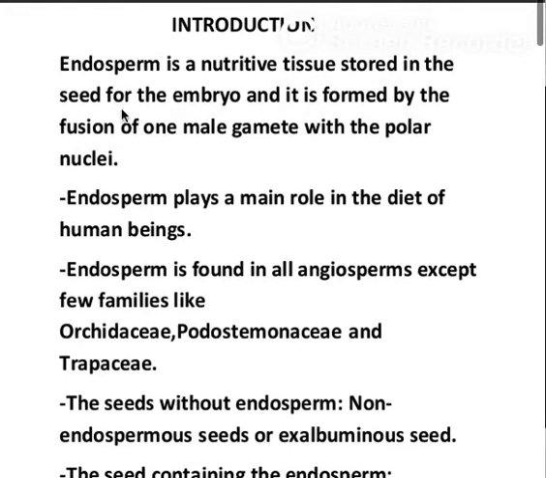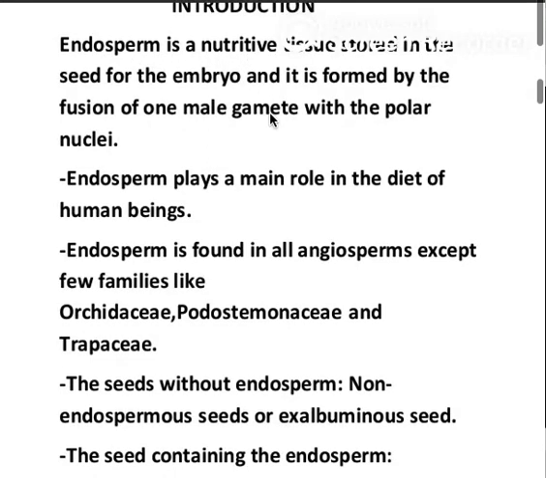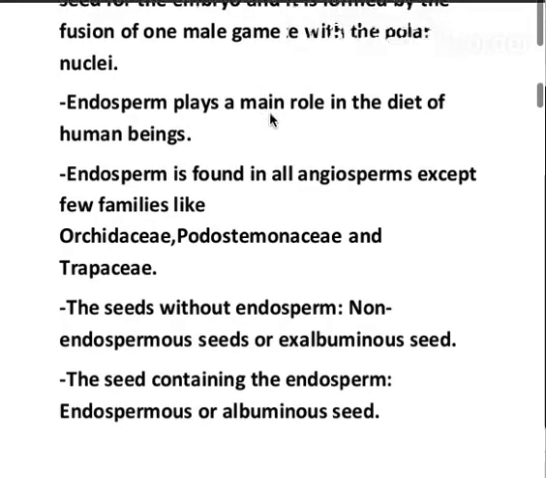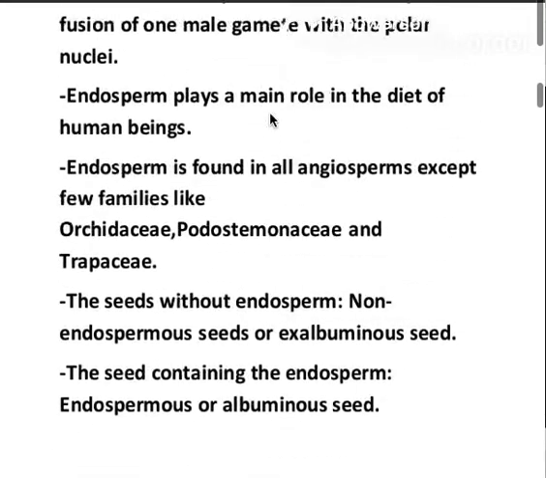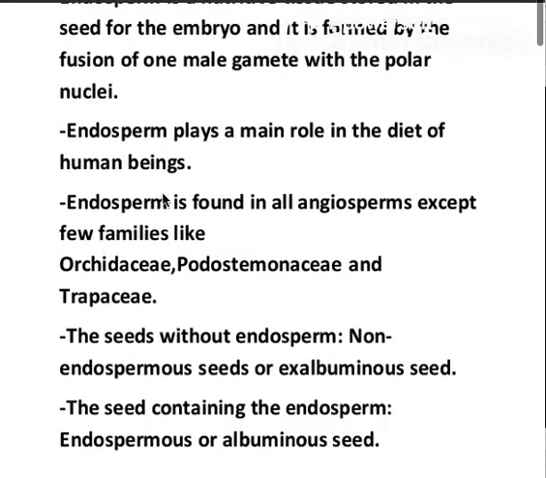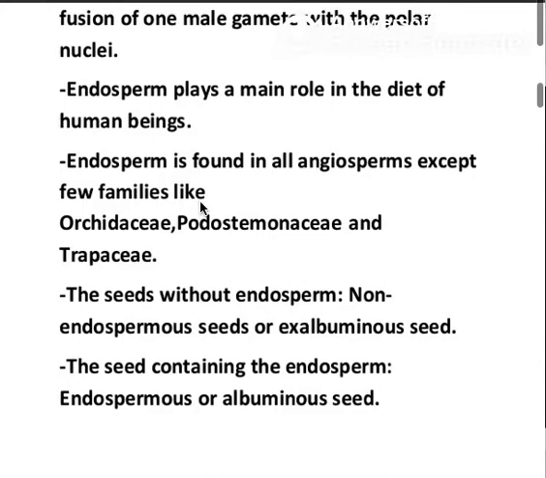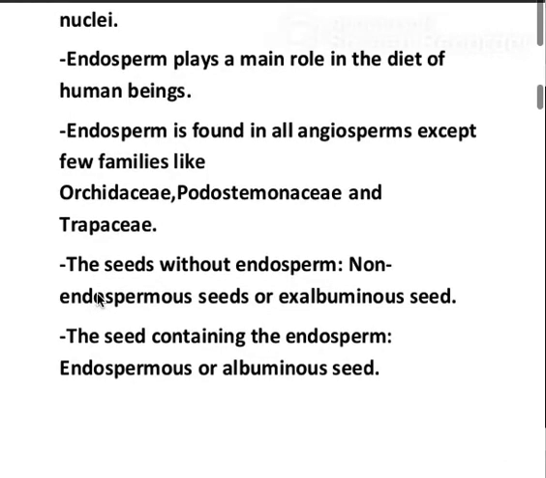What is the endosperm? It is the nutritive tissue which is found inside the seed for the growing embryo, and it is also a very important part of the human diet. It's found mostly in angiosperms, but it's absent in Orchidaceae, Podostemaceae, and Trapaceae.